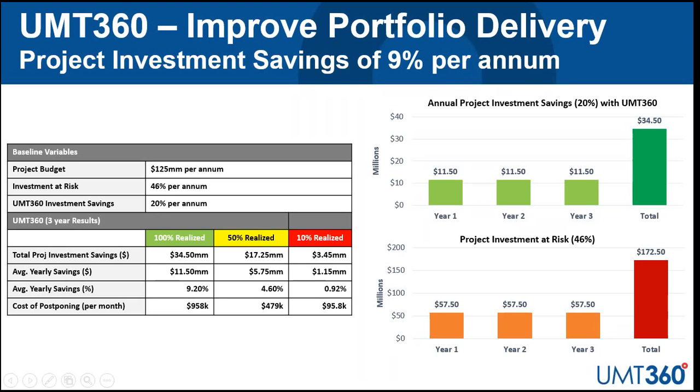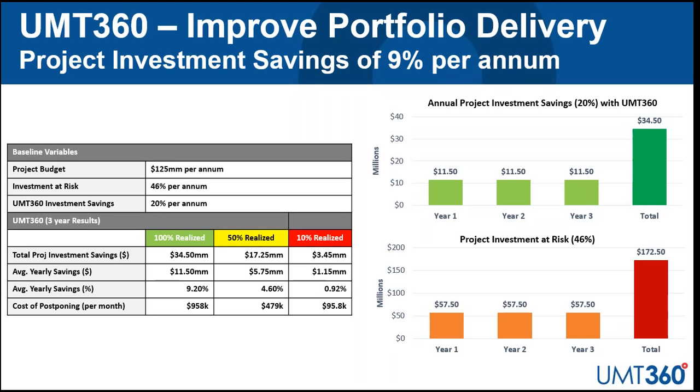So what I've tried to do here is say, look, you may buy into everything I've just said. If you believe everything I just said, you're going to get 100% of the realized value. So total savings of $34 million, yearly of 11.5, average yearly savings on this portfolio of 9.2%. But more importantly, understanding the cost of postponing such a decision is about $1 million a month.